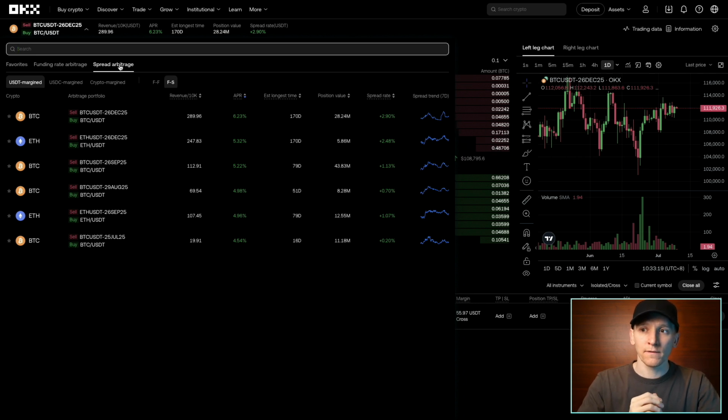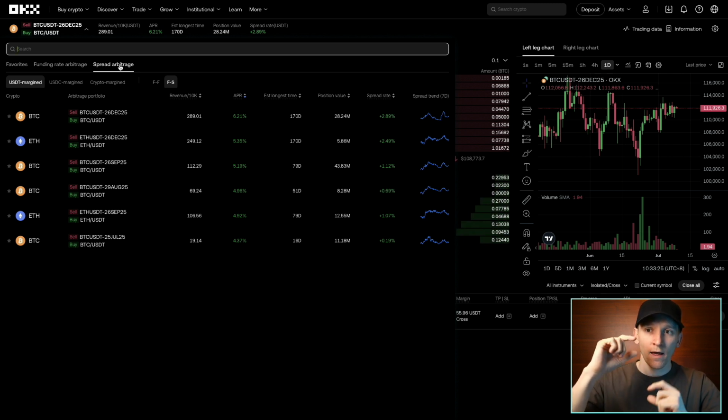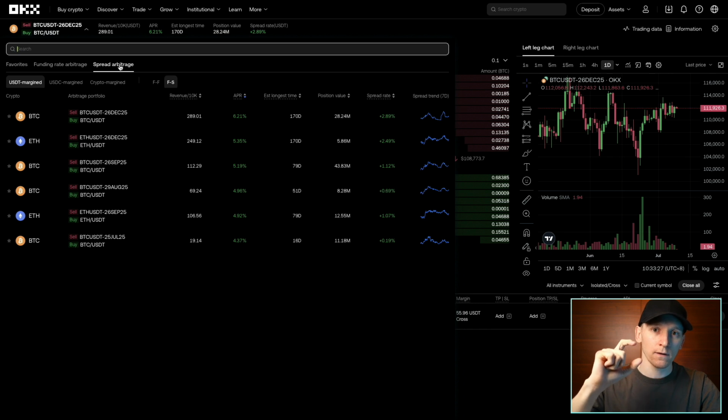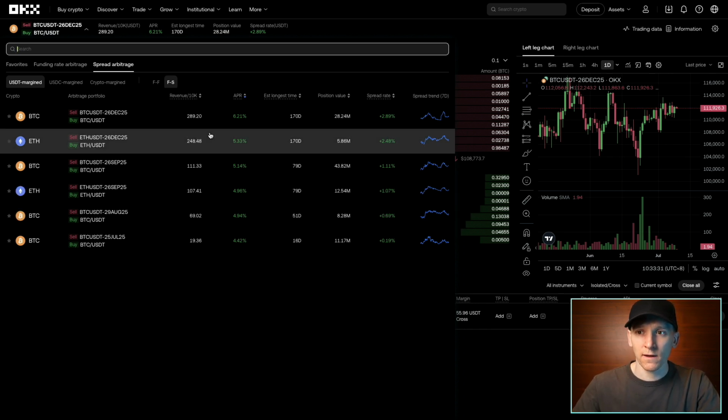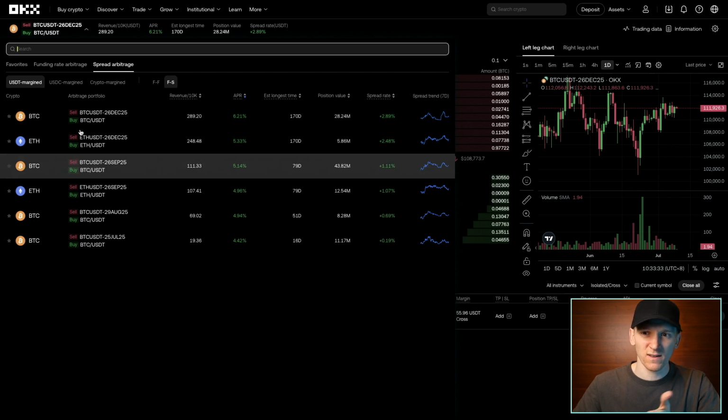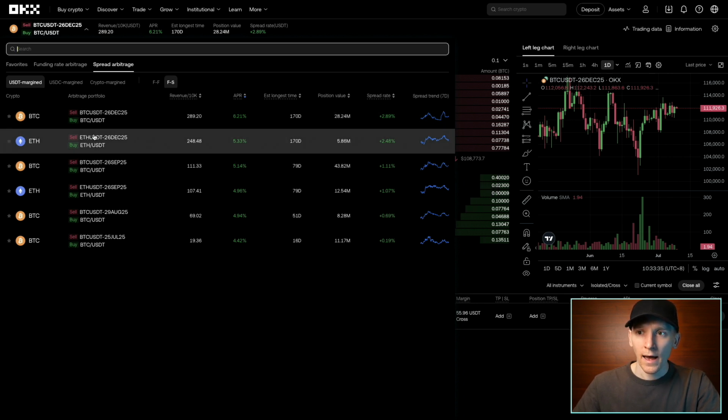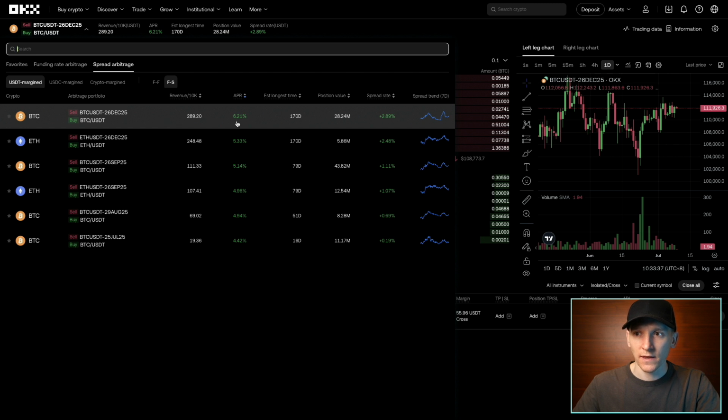What we're doing is taking a trade in the exact same amount. So we're buying now and immediately selling the futures contract. That price differential is locked in at the time we take the trade, which is why it's known as an arbitrage. So as you can see here, these are the different assets we can trade. It's basically Bitcoin and ETH now. And what we have is the APR that we get from this arbitrage.